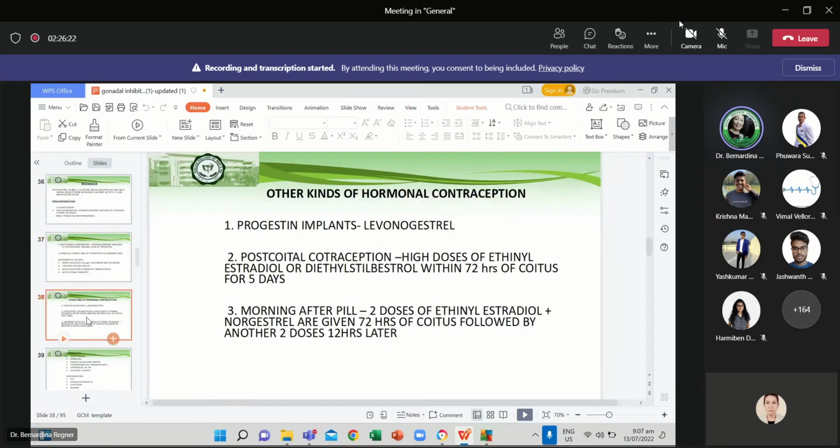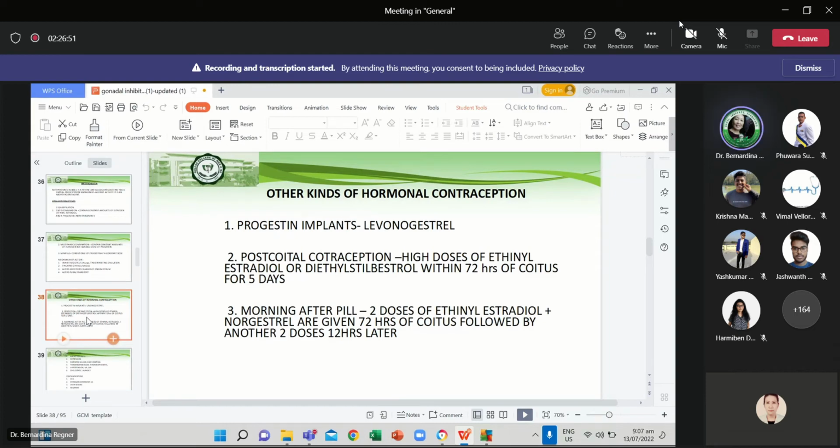Other kinds of hormonal contraception. Number 1, progestin implants. And this is exemplified by levonorgestrel. Number 2, postcoital contraception. High doses of ethinyl estradiol or diethylstilbestrol is given within 72 hours of coitus for 5 days.